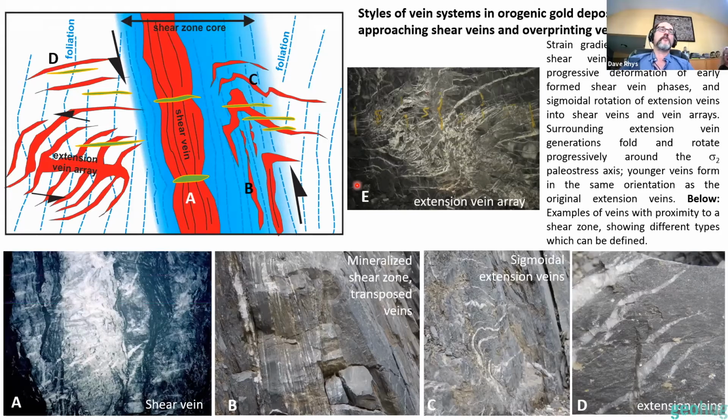The other thing too is that I've seen a lot of places where people code their veins not always on the basis of mineralogy, sometimes they do, but on the basis of their strain state. So how deformed are they? In the lower right, you can see an example of a set of extension veins, which are pretty unstrained.